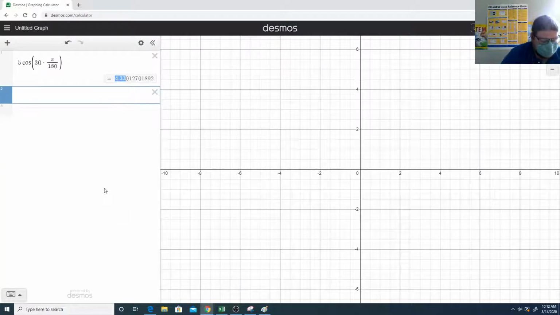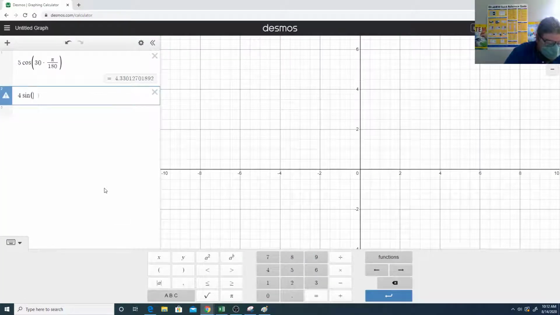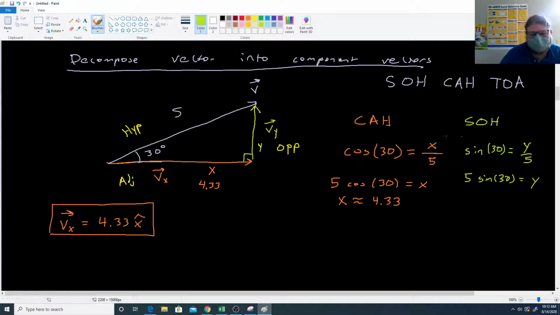So if 5 sine of 30 is our y value, let's go back to Desmos and put it in there. So we get 5 sine of 30, and I need to convert this over to degrees, so it'd be pi divided by 180. Close our parenthesis, close our parenthesis, and that equals 2. So this is our y value, it's about equal to 2. So the y length here is 2, and that tells me that Vy will equal 2 y hat.